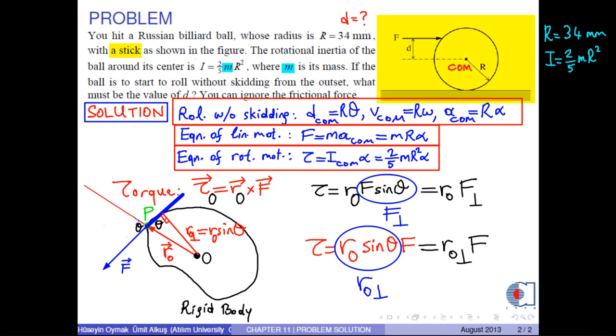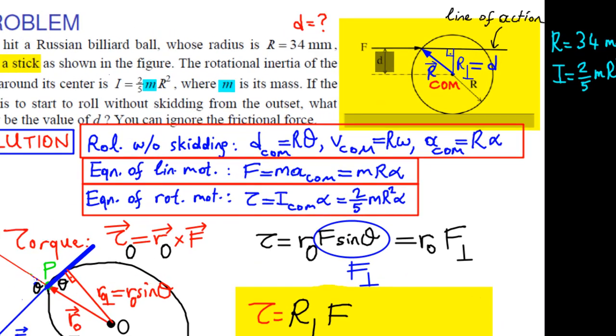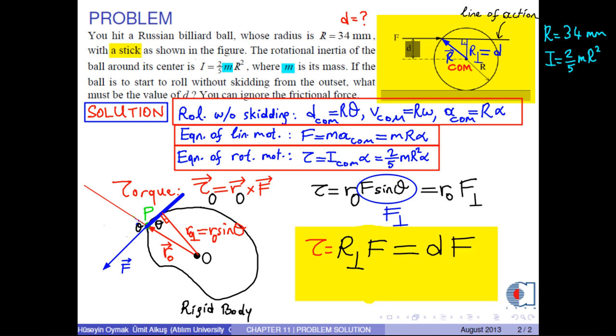Anyway, according to our problem, if we extend force F, which is called the line of action, the component of position vector capital R perpendicular to the line of action becomes R perpendicular. So, tau becomes R perpendicular times F. From the figure, R perpendicular is d. So, tau becomes d times F.